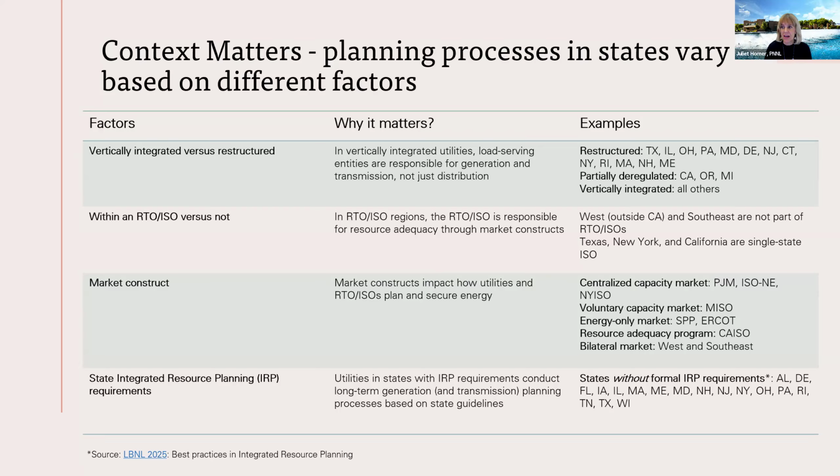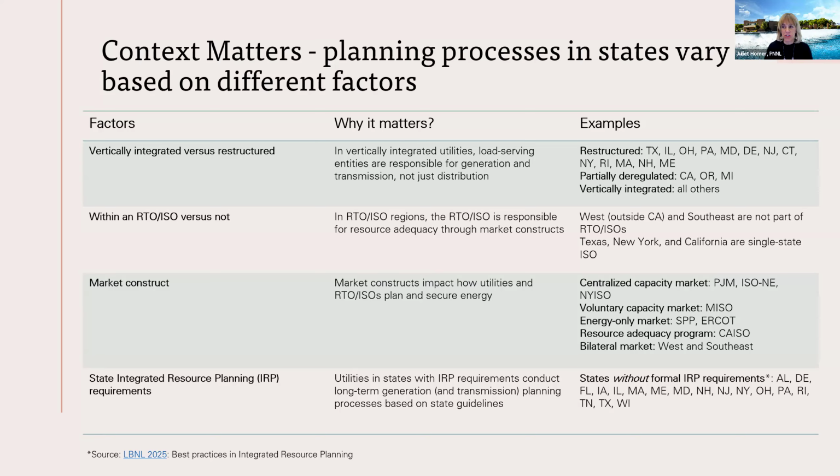In a restructured state, the load serving entities are mostly only responsible for distribution. So the transmission and generation are handled separately. And of course, that would impact the types of planning processes that the load serving entity would undertake, and the way that states would be involved. Another important factor is whether or not the utility is a part of an RTO or an ISO, a regional transmission organization or independent system operator. So out here in the West and in the Southeast, utilities are not part of RTOs or ISOs, and that really kind of changes the types of planning that states need to be aware of or participate in.